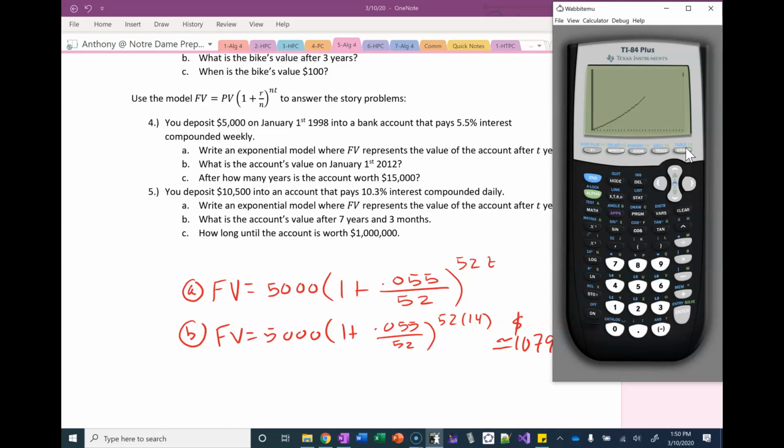So again, when choosing these windows, there's no such thing as a right window or wrong window. As long as you can see the intersection, you have a window that's good enough. So you notice here on the page, we can see the intersection right there. To find that, we can press second trace, select the intersect command, first curve, second curve, and then scroll over for the guess. And we get about 19.99 years.